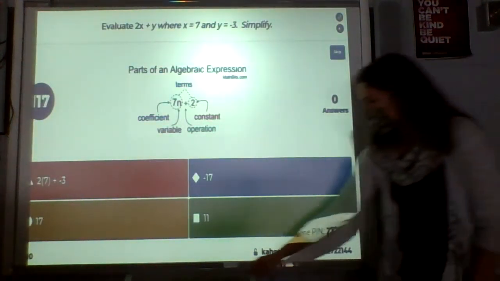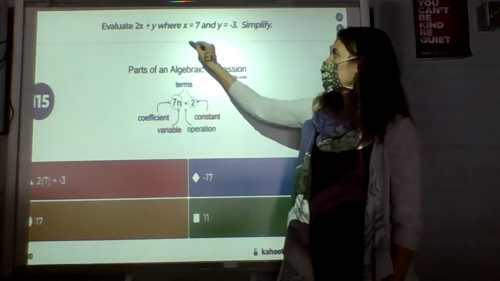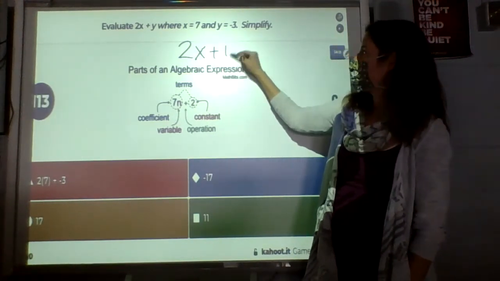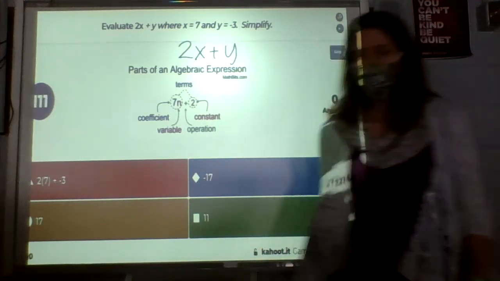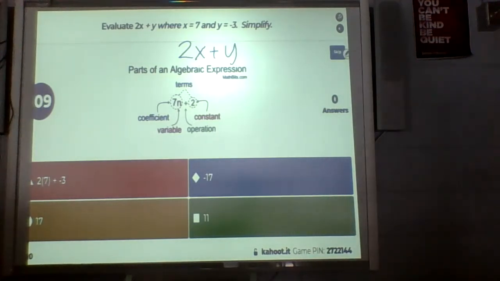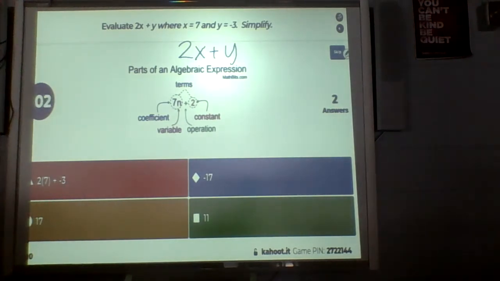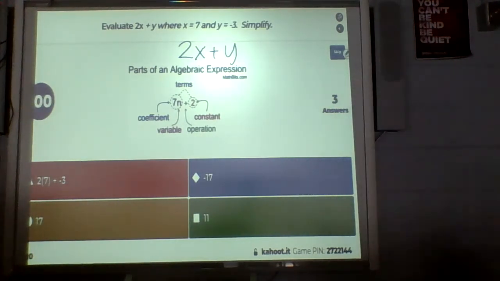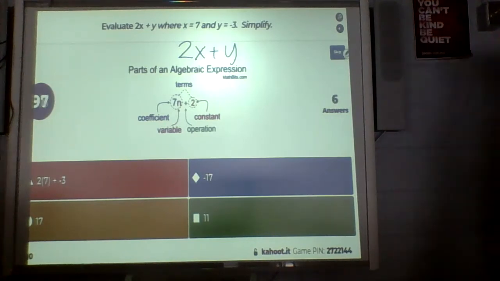So 2x plus y. And then you should simplify it. So just stop when you substitute it in, simplify as well. You're welcome.